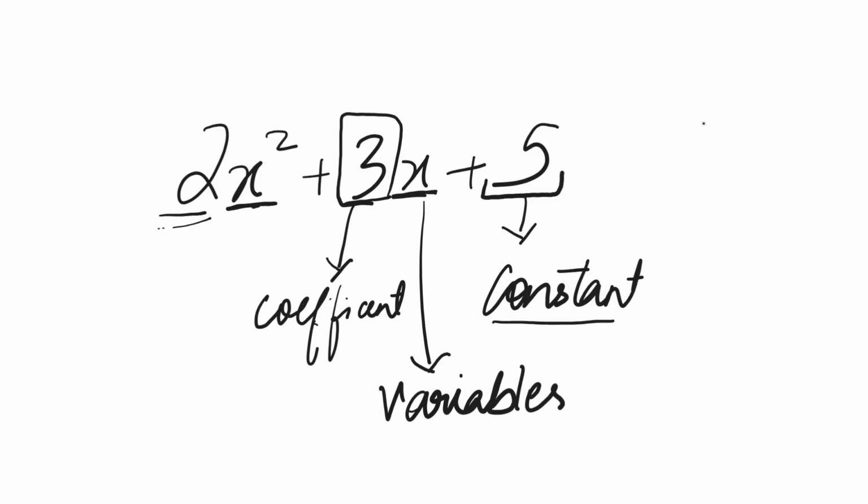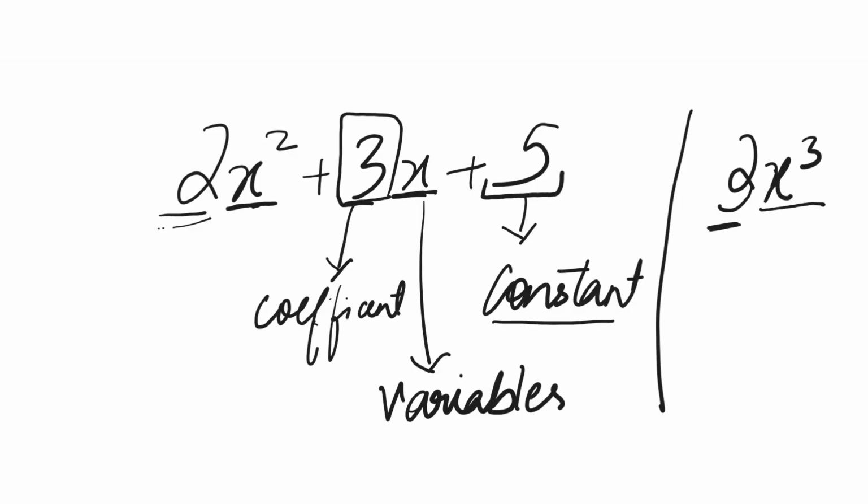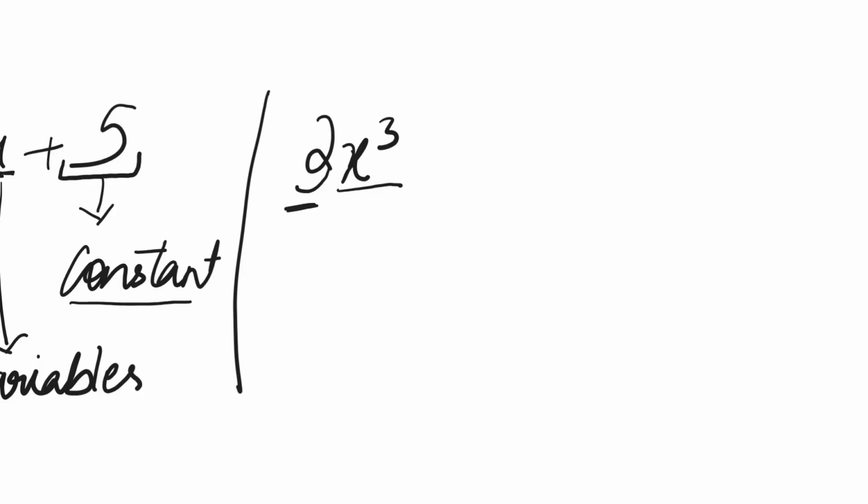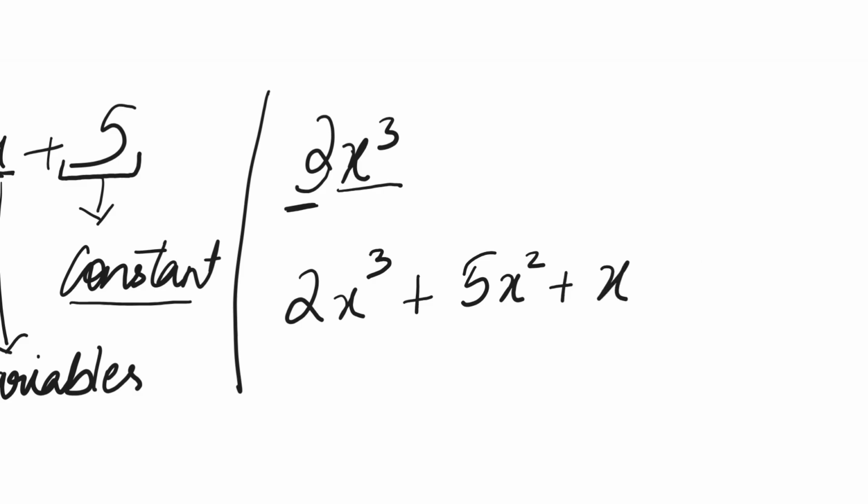Let's take another example. Say I have 2x cube. What is the coefficient of x cube? It will become 2. Considering another example, 2x cube plus 5x square plus x. I want to know the coefficient for x. It's going to be 1.